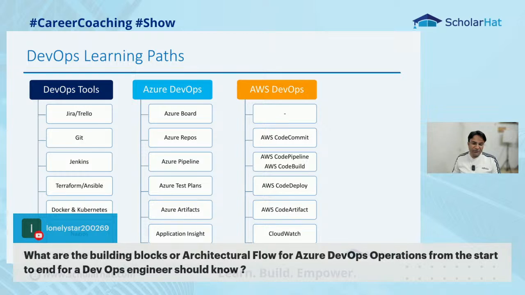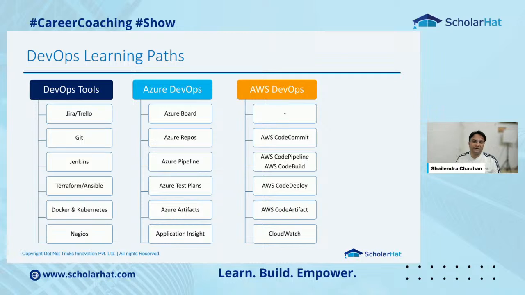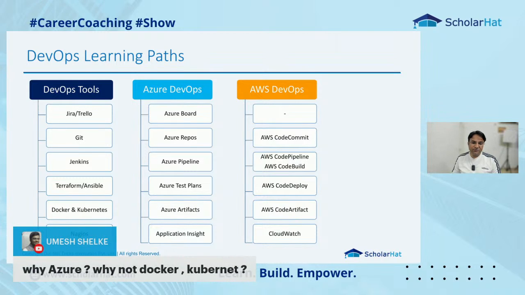Okay, someone is asking what the building blocks or architecture flow for Azure DevOps operation from start to end are, which a DevOps engineer should know. I mentioned it already. Azure Boards is for planning, Azure Repos for code management, and so this will be the flow of the build. If you recap the session, I have mentioned the flow of the DevOps process as well: how we do things, how things are happening. Everything is mentioned here in a flow: what you should do first, what to do next. Umesh, I have already given you your answer. Docker and Kubernetes you also have to use. You can use them with Azure as well as AWS. There is no such restriction.